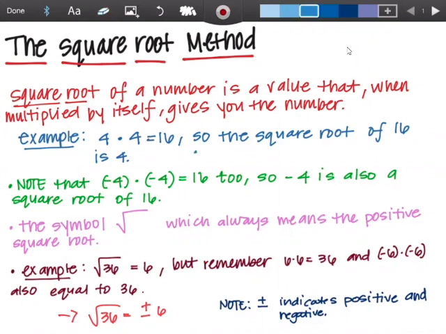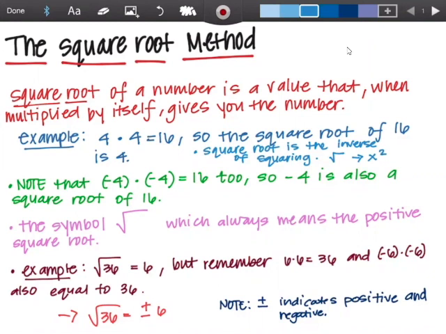So square root is the inverse, which means the opposite of squaring. All right, so the square root is the inverse of when I'm squaring something. All right, so note that -4 times -4 equals 16 too. So -4 is also a square root of 16.